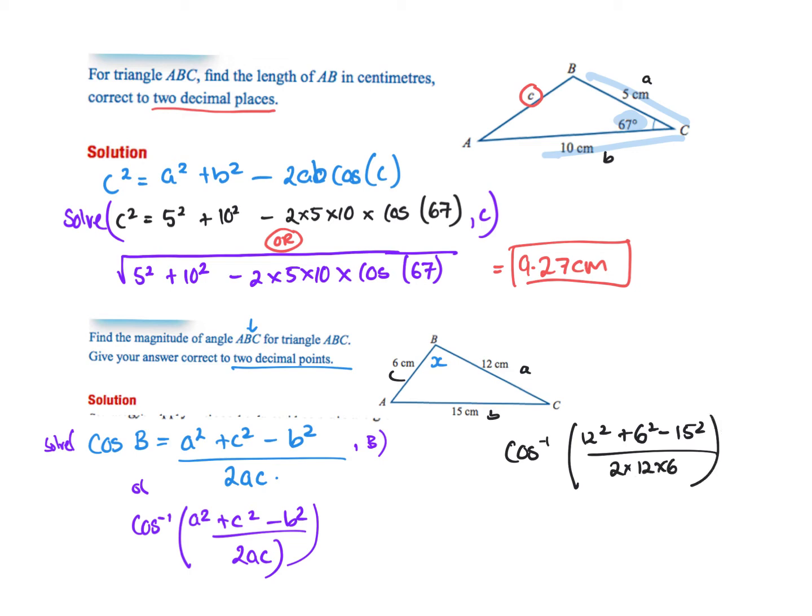Okay, and we'll put that in our calculator. So we're going to say 108.21 degrees. It's very uncommon that they give an angle to 2 decimal places.